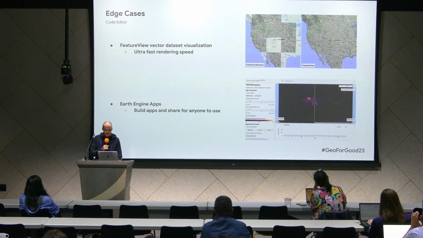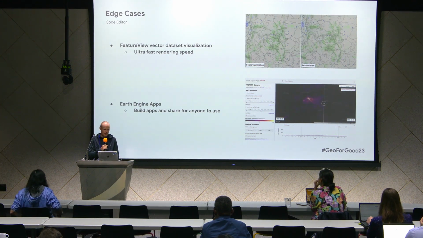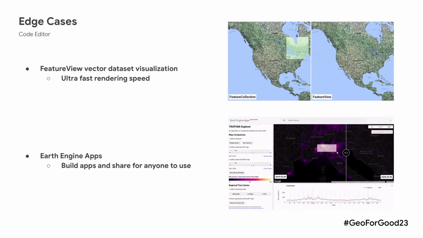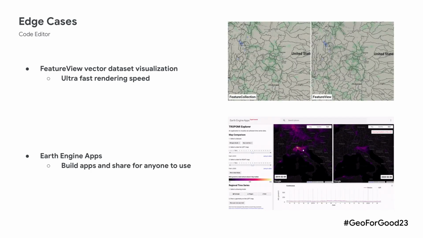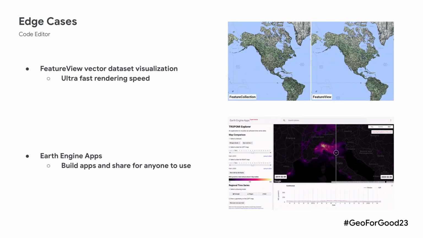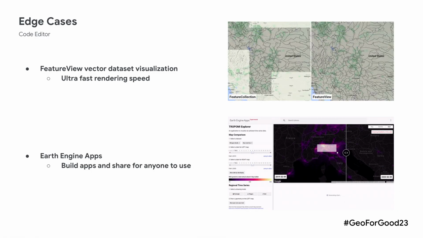And with the code editor, we've got a couple things that are not available for the Python API. So we have the feature view, which is a vector data set format, and it allows really fast rendering of feature collections. So you can see the example there, how much faster feature view is.